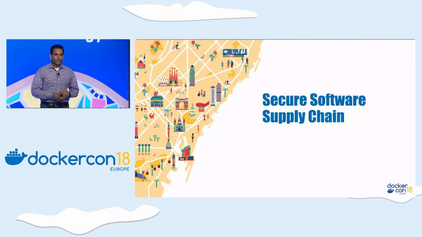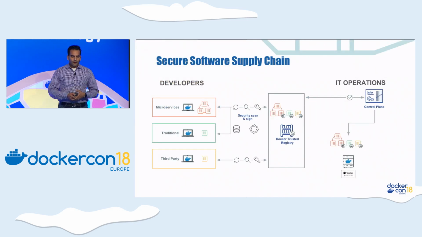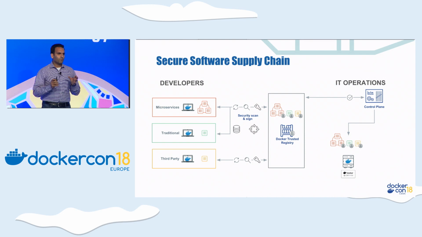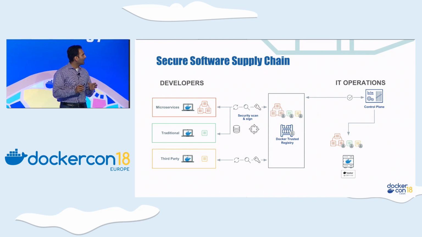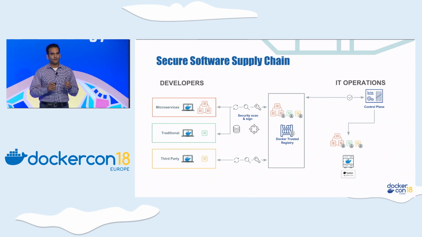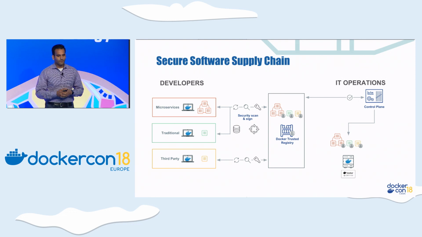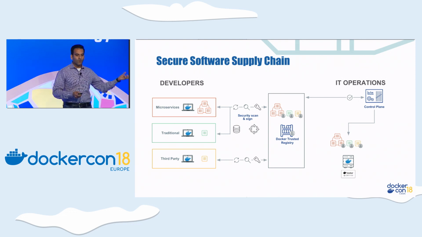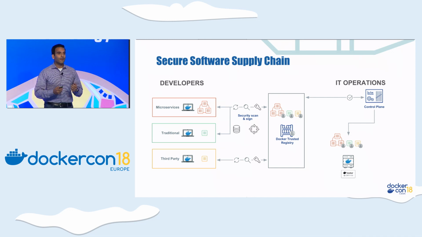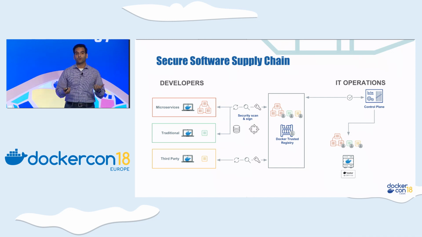So let's first touch base on the secure software supply chain, right? This presents a high-level walkthrough of what a supply chain would look like. The supply chain obviously begins with the developers, right? The developers are creating those Docker images. They're then pushing them up to some sort of container registry.